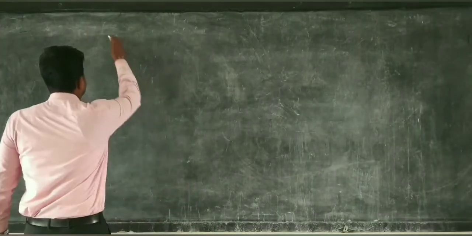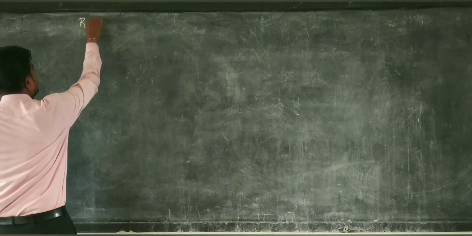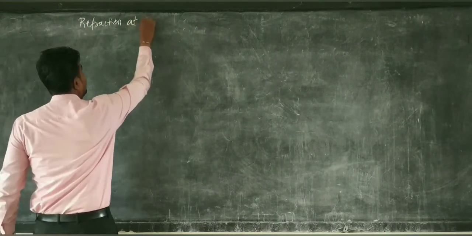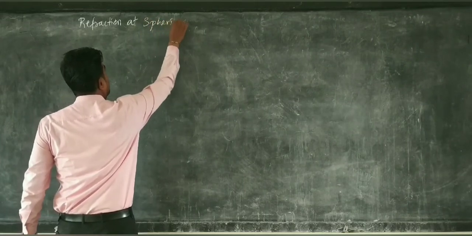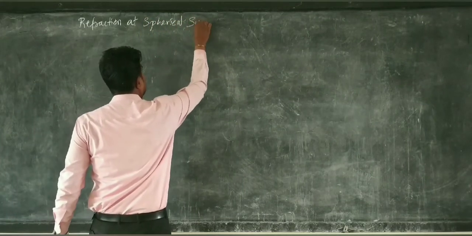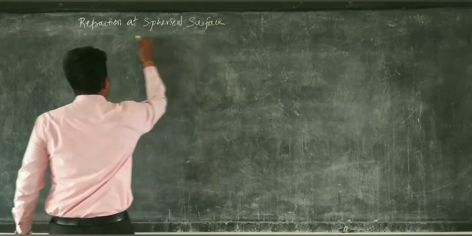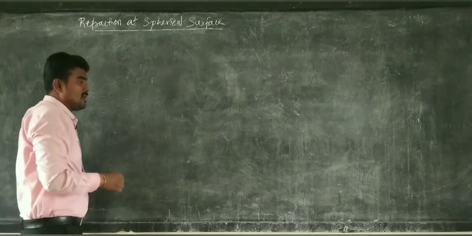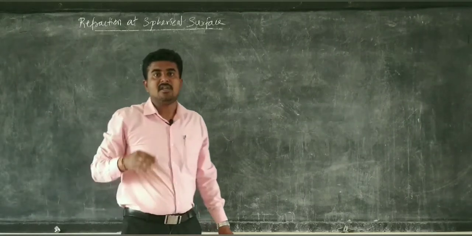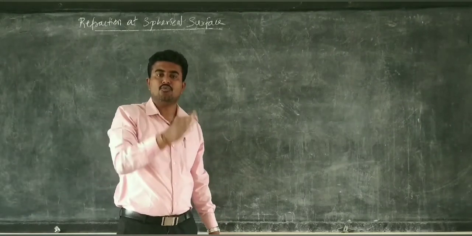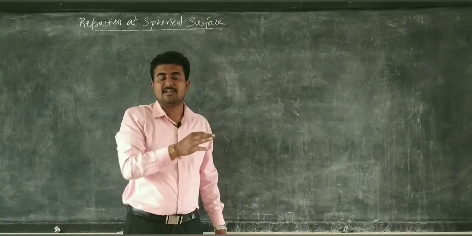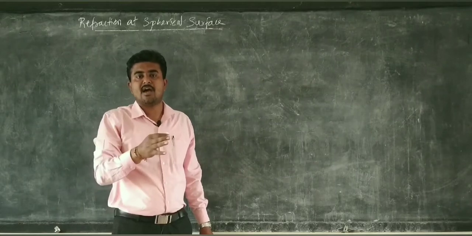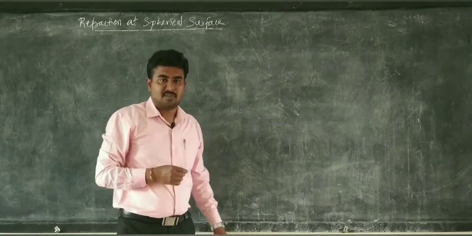Refraction at spherical surface. For your examination point of view, it is very important. Sometimes it is also asked as: derive an expression for the relation between n, u, v, r, where r is the radius of curvature, n is the refractive index, and u and v are the object distance as well as the image distance.